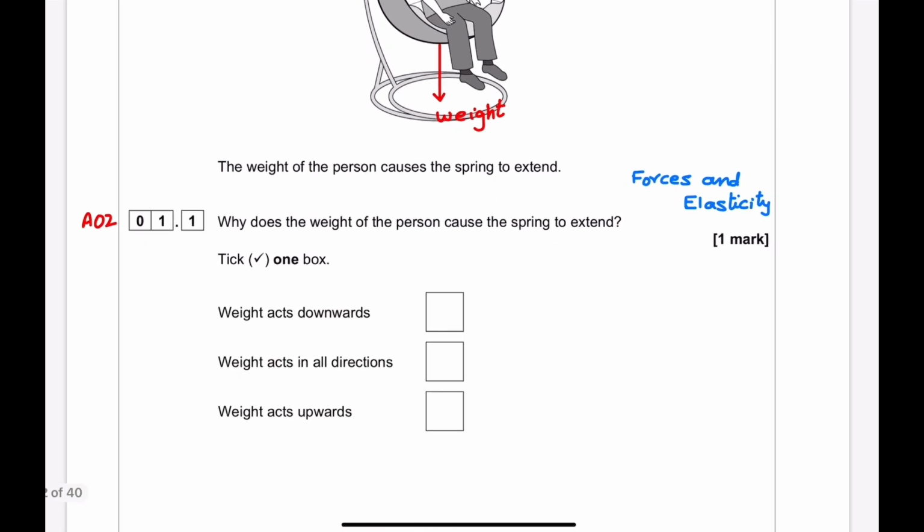The options are: the weight of the person acts in all directions, weight acts upward, weight acts downwards. The correct answer is the weight of the person is acting downward.